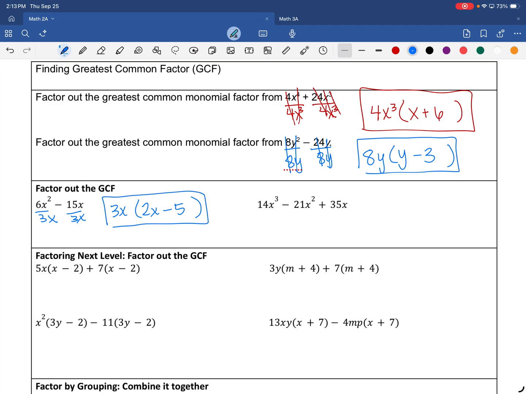That is that answer. Okay, on the next one, I see that all 3 of these are divisible by 7, and it has to be all 3. All three have to be divisible by something. So they all have a 7 in it. They also all have an x. So I'm going to take an x out of everything. So 7x goes in the front, and when I divide, 14 divided by 7 is 2, with 2 x's left. Negative 21 divided by 7 is negative 3, with an x left. And then 35 divided by 7 is 5, with no x's left. And then that's your answer.